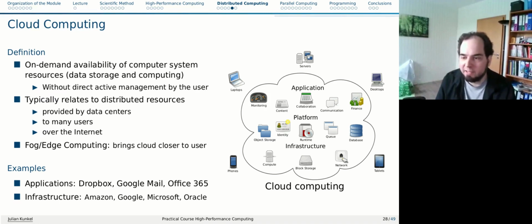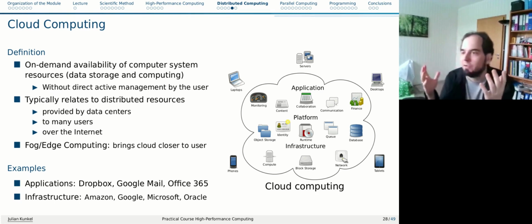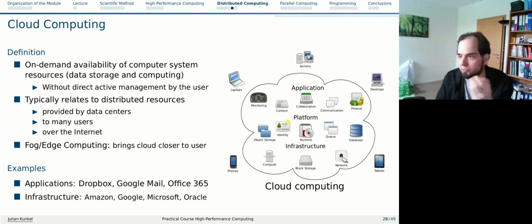So how are these resources provided? They are provided by data centers to many users over the internet. And then there are additional systems that bring the cloud closer to users. And there are a lot of applications like Dropbox, Google Mail, and Office 365 as an example. We have different infrastructures, and there are platforms. So there are infrastructures, which is the hardware side, and then there can be platforms that provide a certain level of APIs, interfaces for certain tasks, for storage, for example, for identities, databases, and so on. And you have lastly applications on the highest level that are provided to end users.